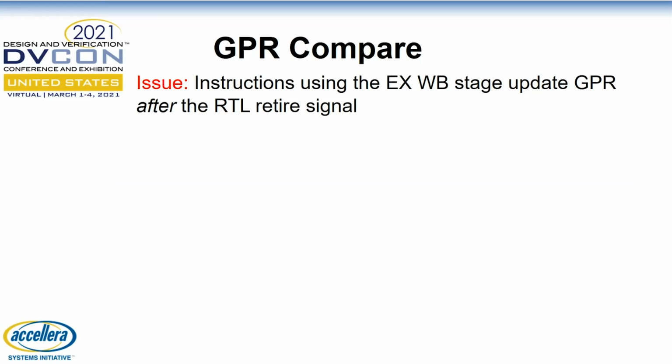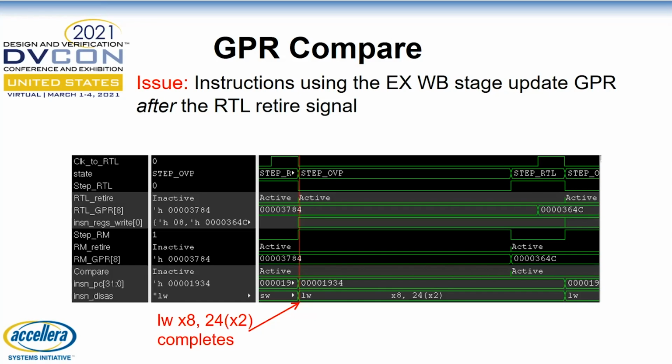When we were comparing the GPRs, we ran into an issue in which some of the instructions use the execute write back stage. They will update some GPR registers after the RTL retire signal. So in this example, I'm showing a load word to register X8, and it completes at the time shown with the cursor, and we can see that there is an RTL retire event.